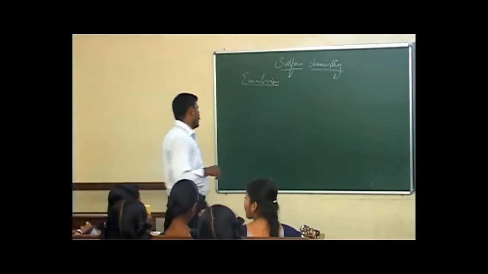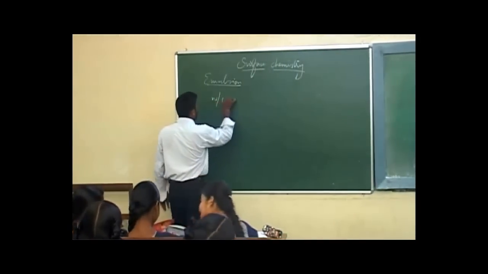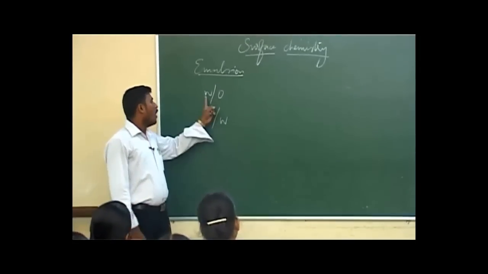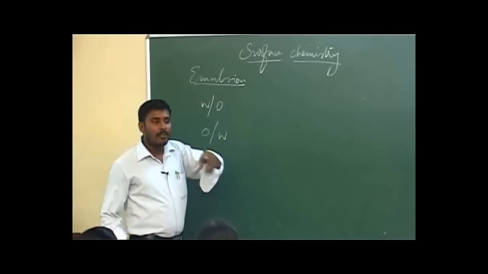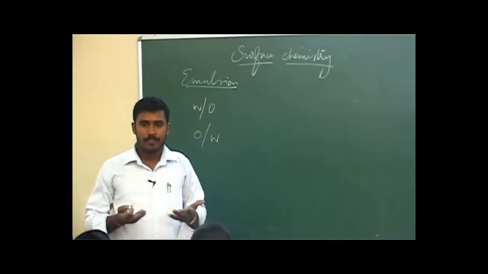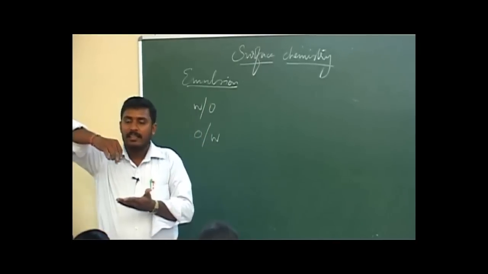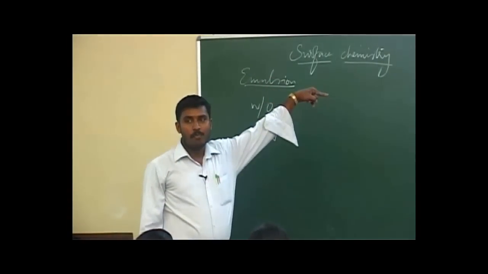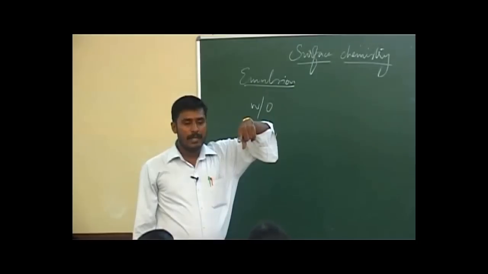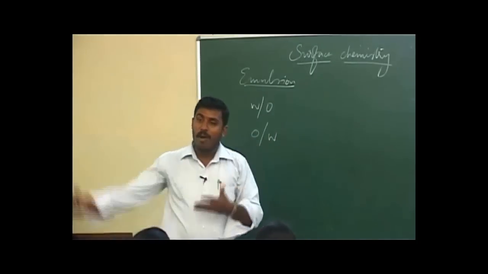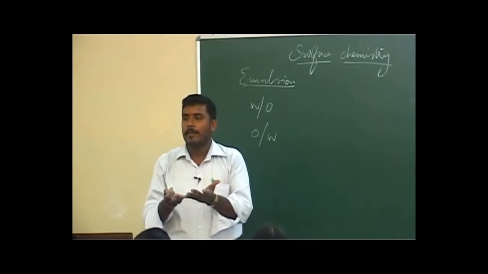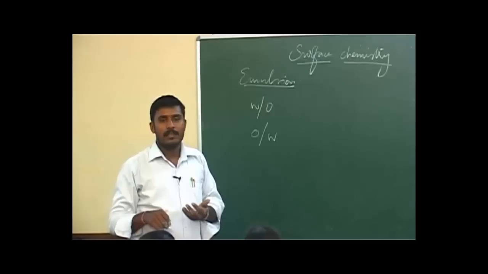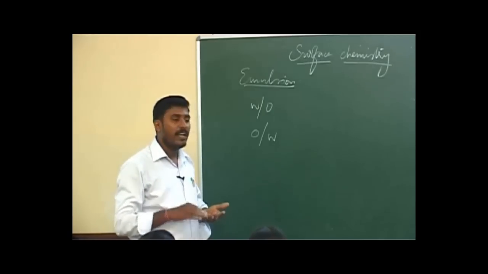Here there are 2 types of emulsion. One is W/O emulsion. Another one is O/W emulsion. What does W/O mean? Water in oil. I told you already. The basic one is the dispersion medium. The secondary material is called the dispersed phase. In the first category, water in oil, oil is the dispersion medium and water is the dispersed phase. In the second category, water is the dispersion medium and oil is the dispersed phase.